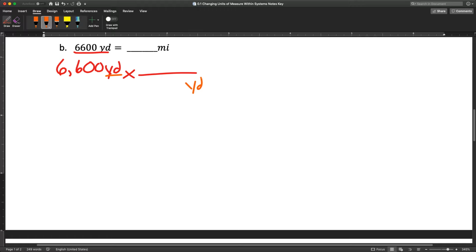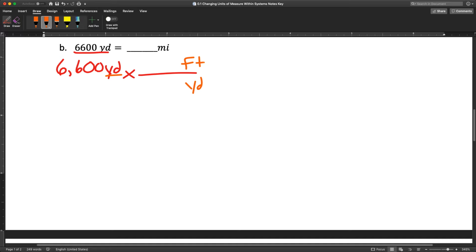Then take a note at the top. I have a relationship from yards to feet. I don't have a relationship from yards to miles. So this is a two-step problem. I need to go from yards to feet. And we're going to write what the relationship is.